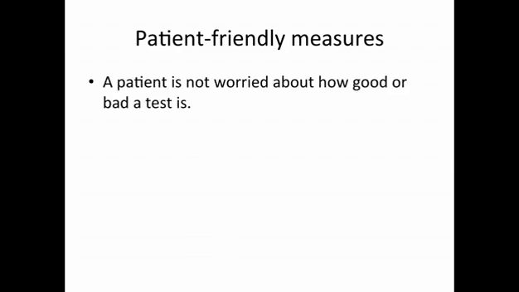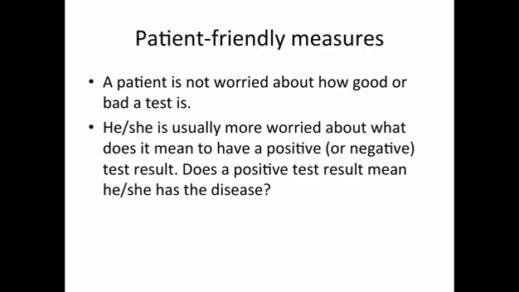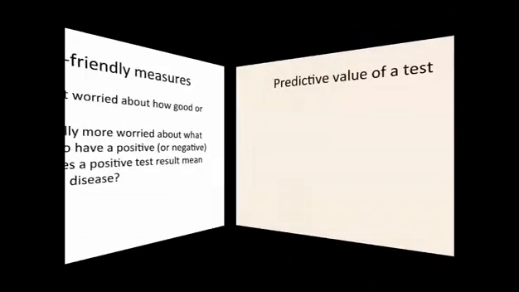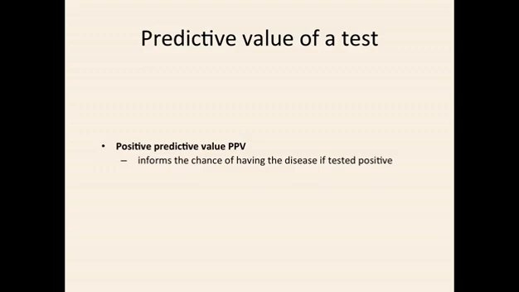Now, a patient is not worried about how good or bad a test is. He or she is usually more worried about what it means to have a positive or a negative test result. For example, does a positive test result mean he or she has the disease? This can be answered using predictive value of a test. Positive predictive value, PPV, informs the chance of having the disease if an individual is testing positive. PPV is given by true positive divided by total test positive.